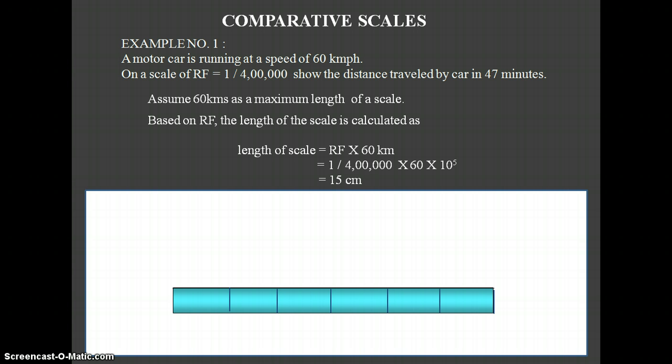Now construct a rectangle with a suitable height for representing the scale and give the numbering as 0, 10, 20, 30, 40, 50 kilometers. And next divide the first division into 10 equal parts. It is the subunit of the main unit. So in each division here is equal to 1 kilometer. And represent here 0, 5, 10.